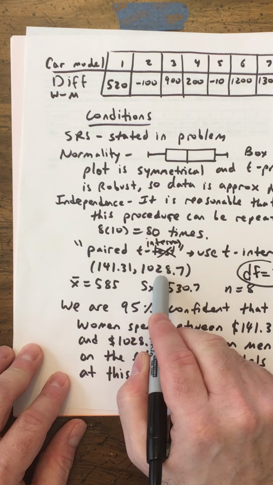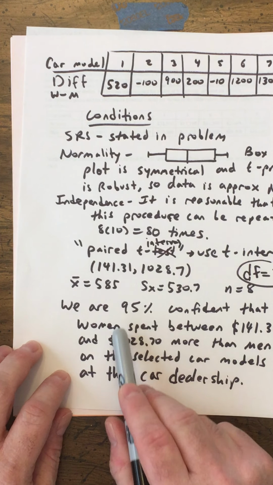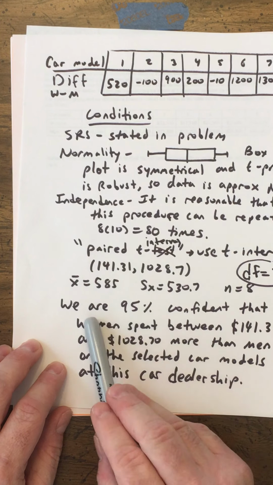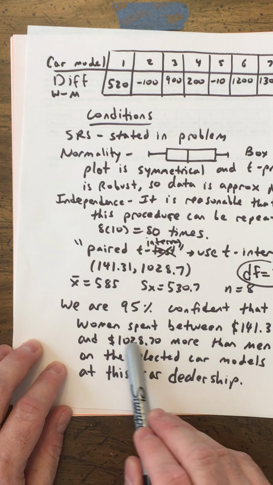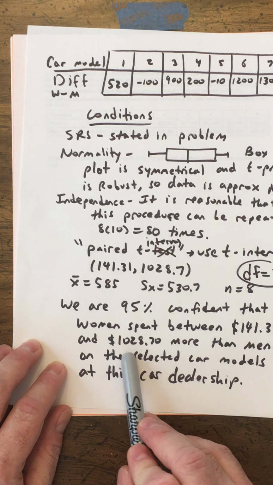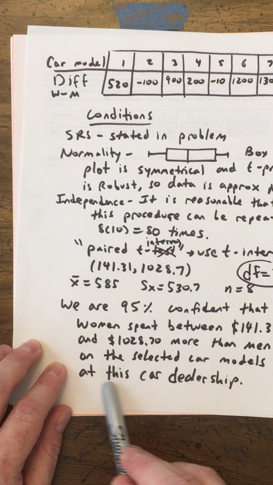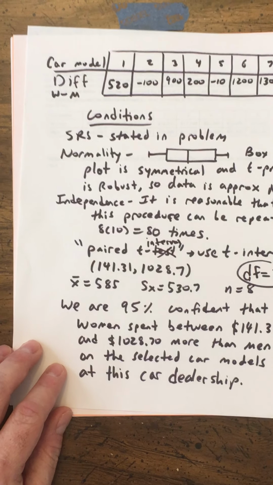Basically, women are paying more, between $141 and $1,028 more. This is how you write it every time: we are 95% confident that the woman spent between $141.31 and $1,028.70 more than men on the selected car models at this car dealership. Okay, so that's how you do a paired t-test.